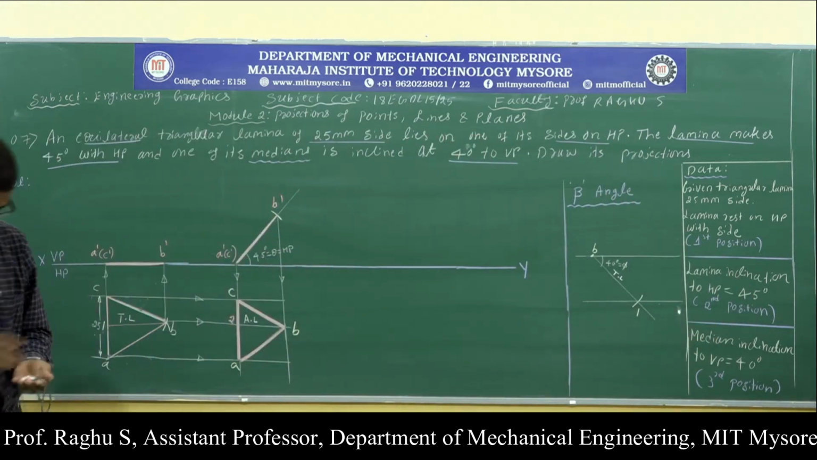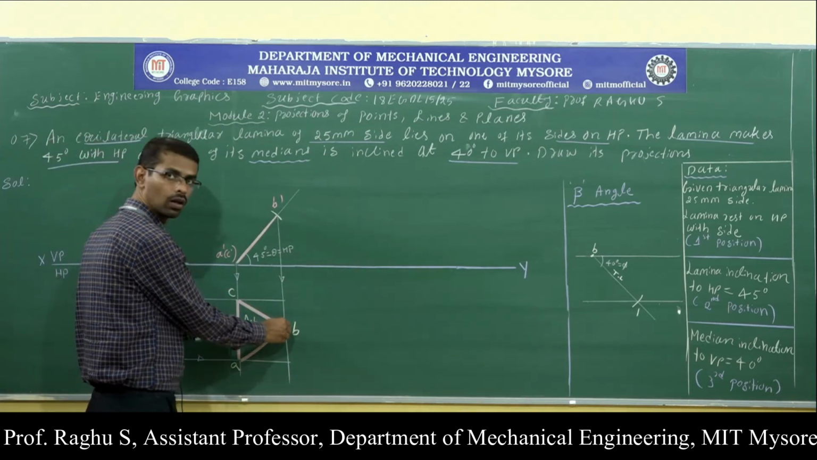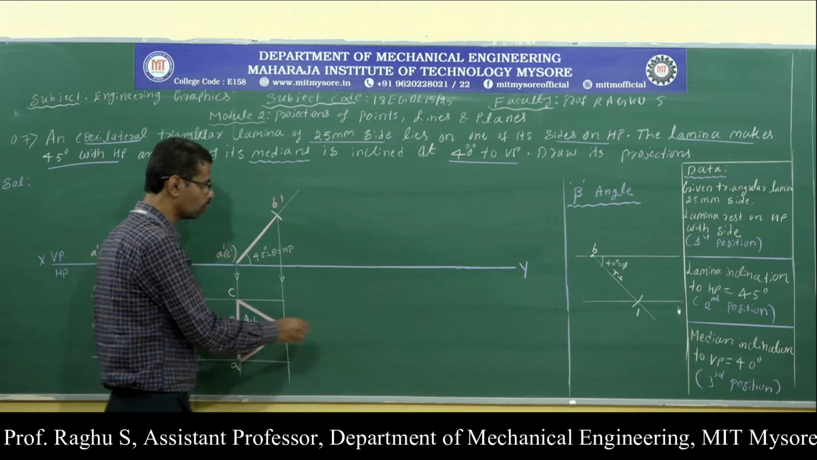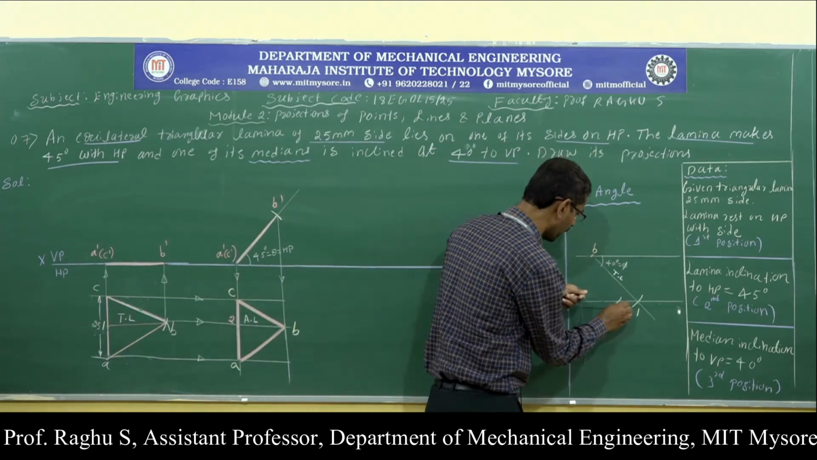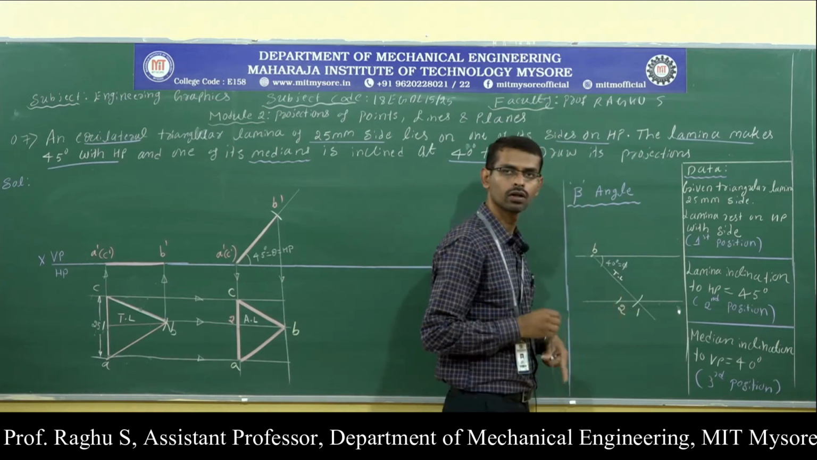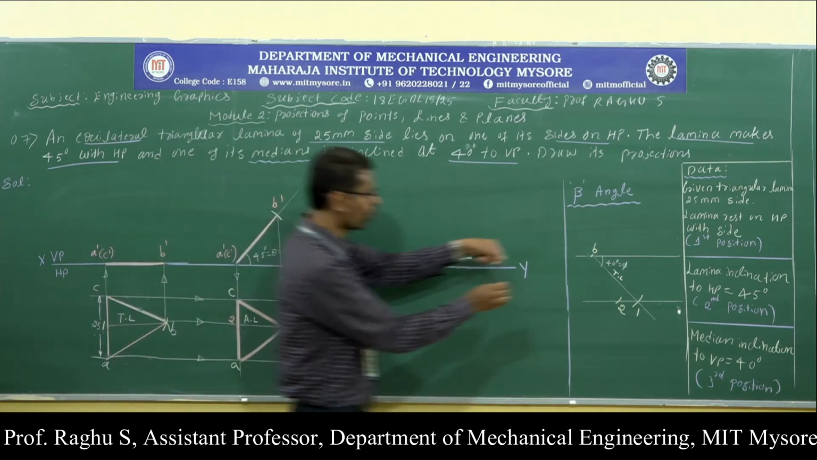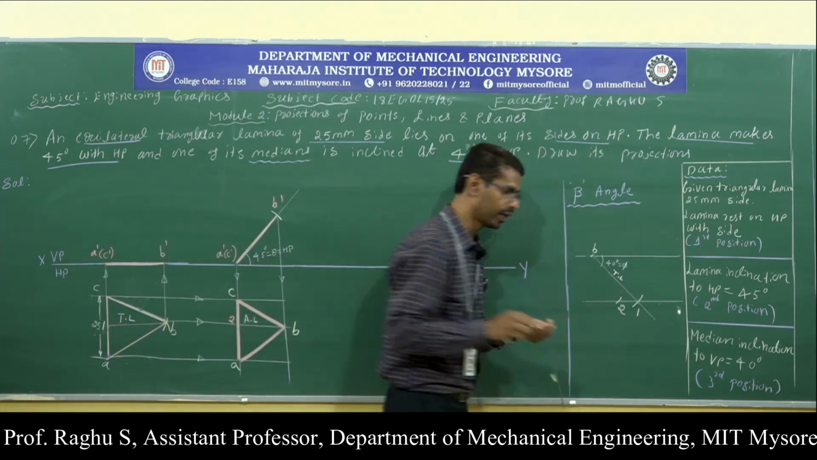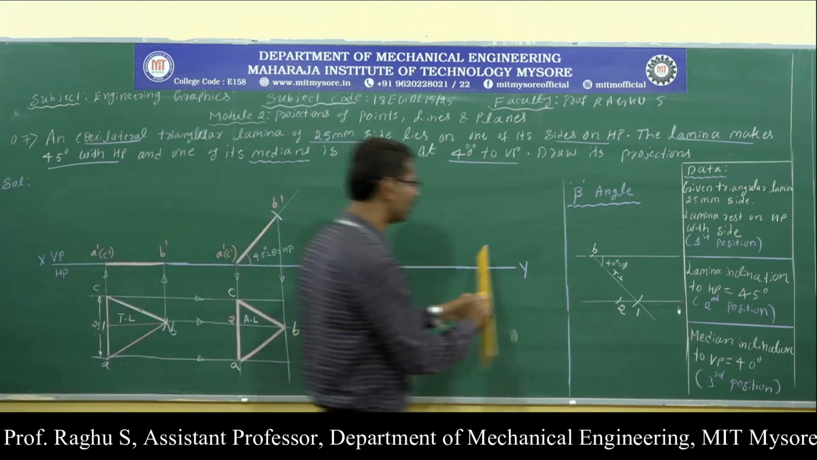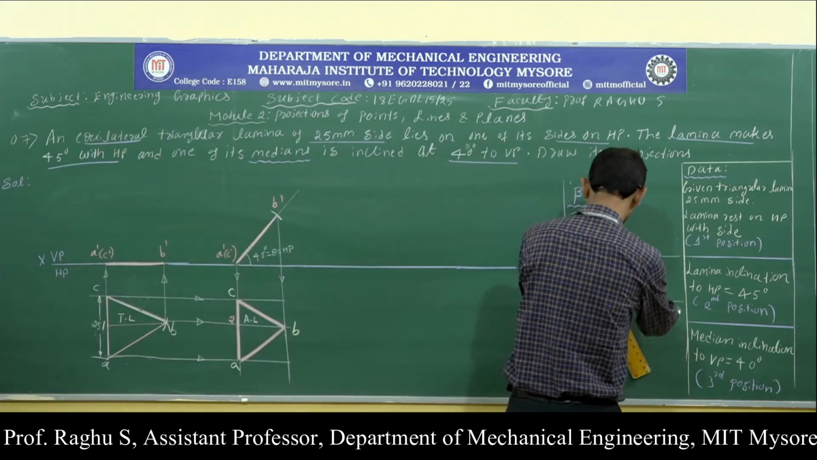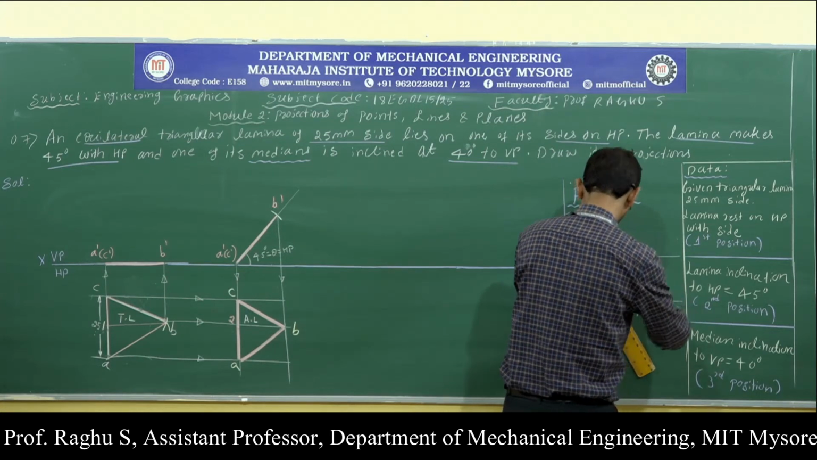Next, measure the apparent length from B to 2. From point B cut an arc to get point 2. Measure this length B to 2. Next, from point P cut an arc to get point 2. Now connect B to 2.